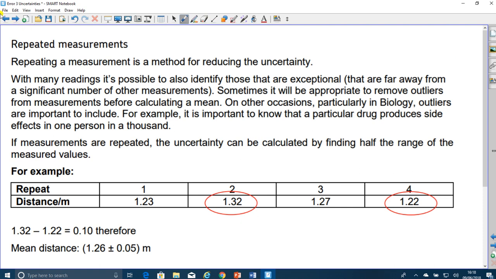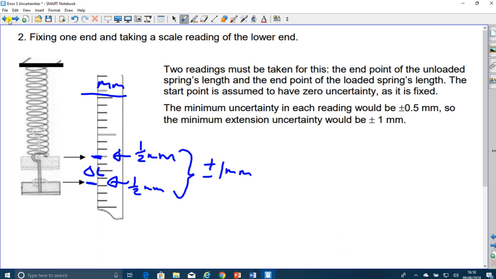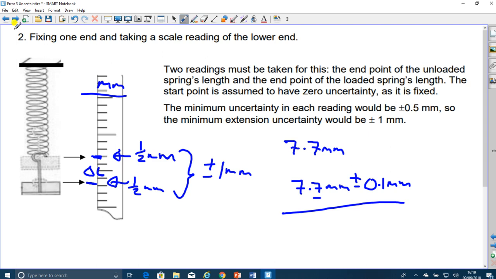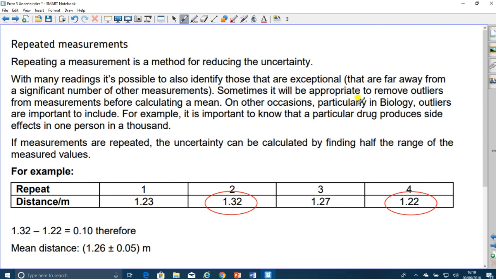Now, another way uncertainties are calculated. One thing would be, you could be given an answer, you would just be told that the length of something is 7.7 millimeters. Because I understand this process, I would know that actually that's 7.7 millimeters plus or minus 0.1 millimeters, because half of my resolution at each end means I've got plus or minus the resolution of the instrument, so that would be my uncertainty.